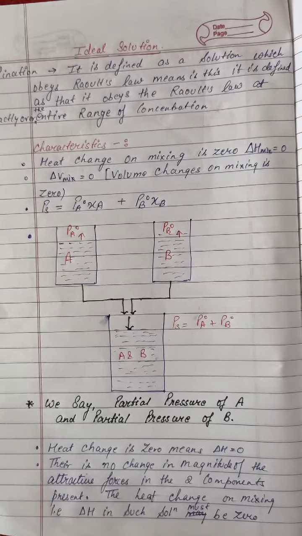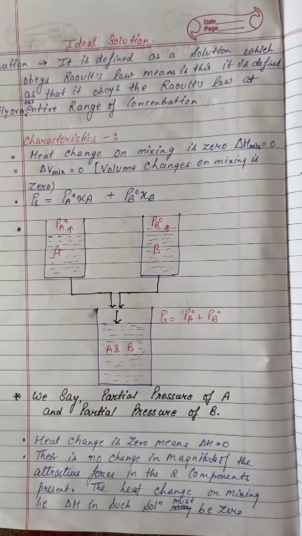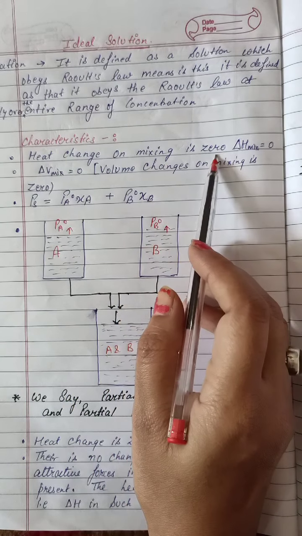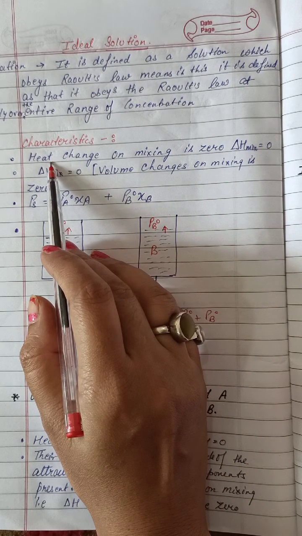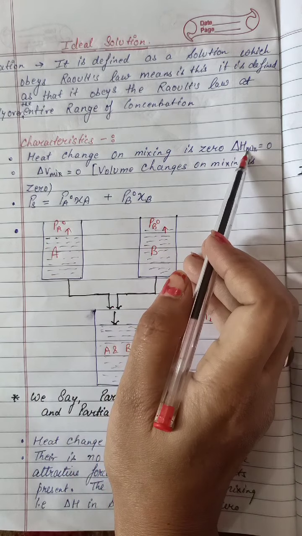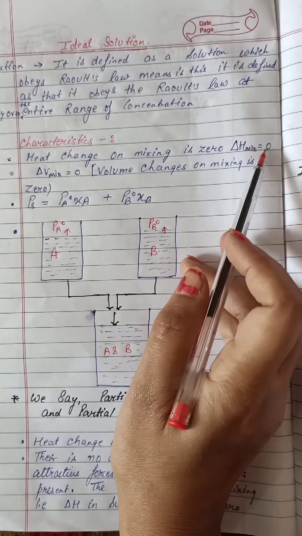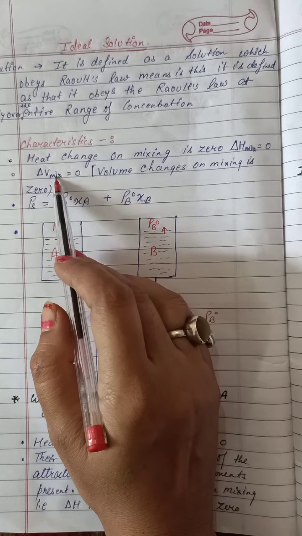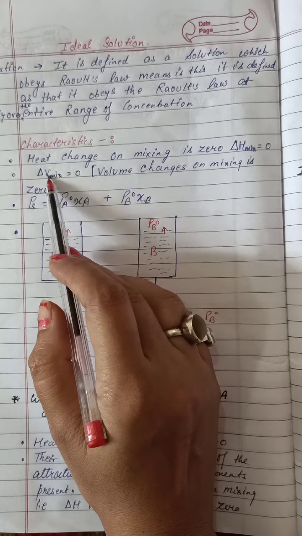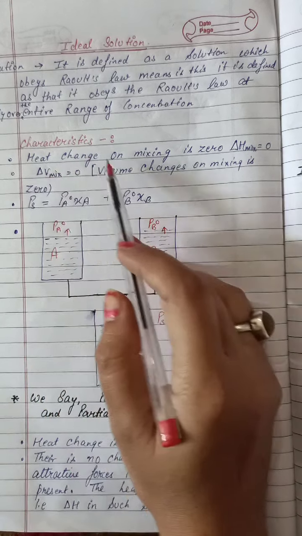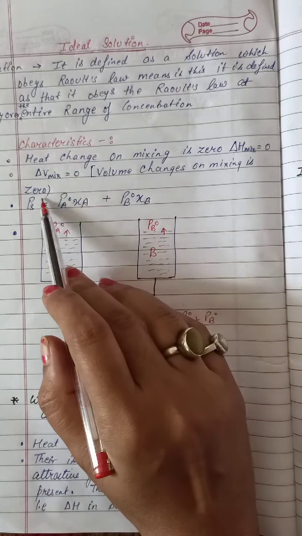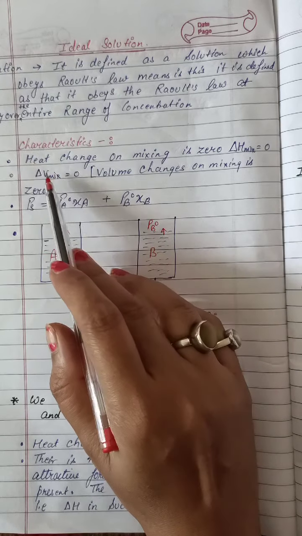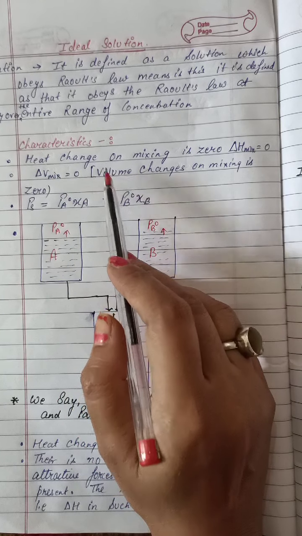I think it is visible to you all. After this we are using the characteristics. Heat change on mixing is 0. When the word heat comes, heat means delta H. Okay. So delta H is equal to 0. Delta V mix is equal to 0. When V comes, it means the volume. So volume change on mixing is 0. Here delta H is 0. H came because of the heat and delta V came because of the volume.